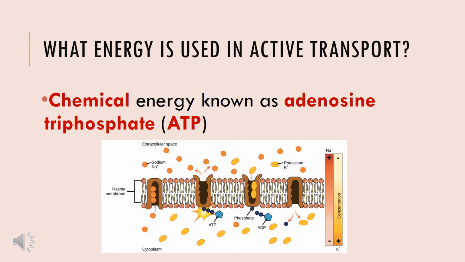The energy that our cells use in active transport is a chemical energy. It is known as adenosine triphosphate, or ATP. You may recall seeing the term ATP at some point. It's abbreviating adenosine, A, tri, T, phosphate, P: ATP. And it is produced in the mitochondria during cellular respiration.